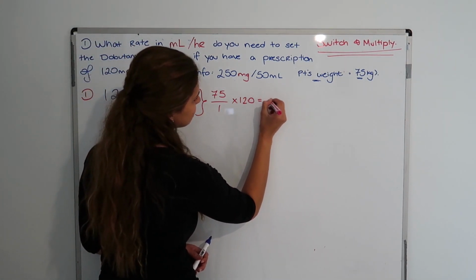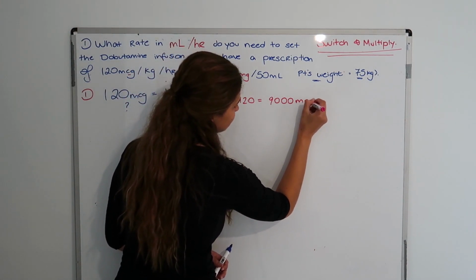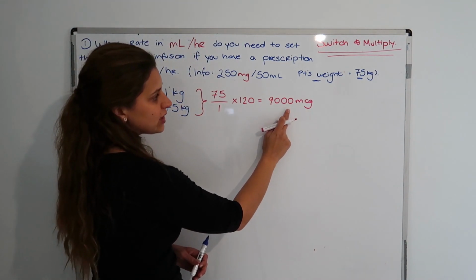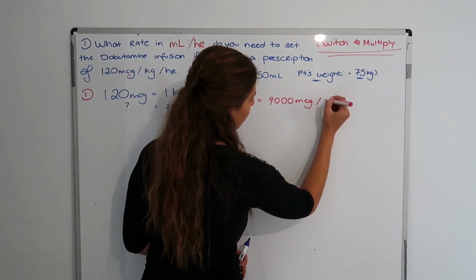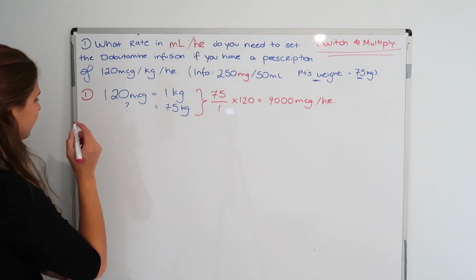And if you work this, you will get 9,000 micrograms. So we will give our patient 9,000 micrograms per hour. Good. Step 1 is in. Now, step 2.